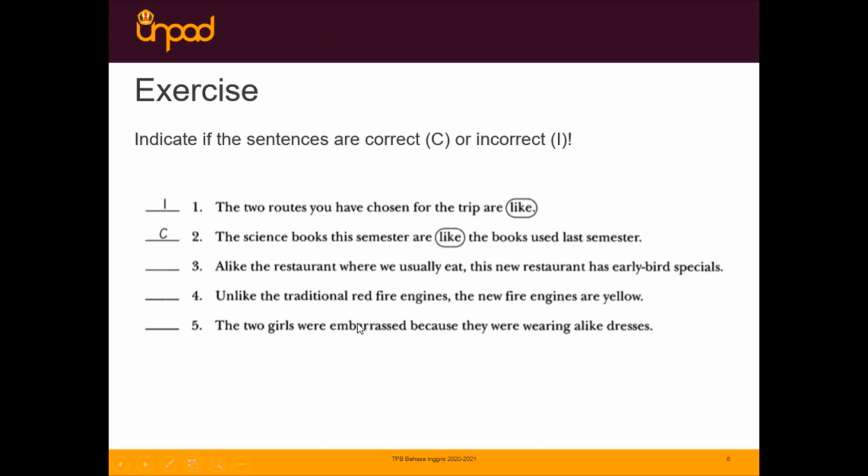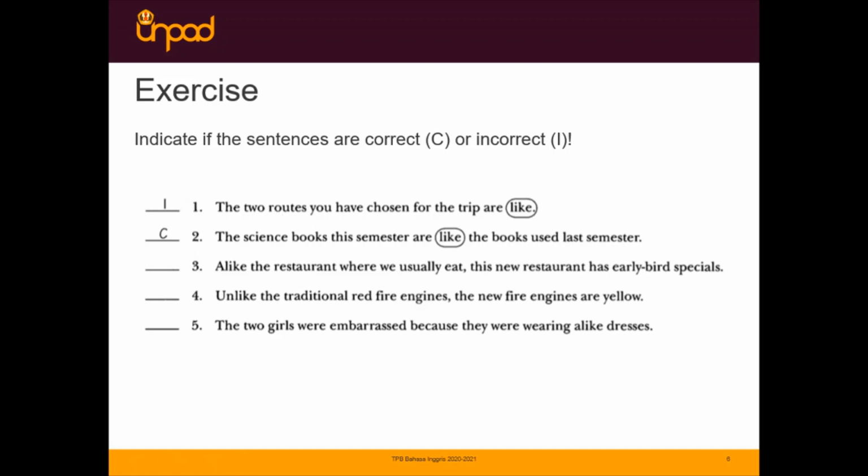Now let's have a look at the exercise. Number 1 and 2 have been done for you. Have a look at number 1. The two routes you have chosen for the trip are like. Here we are already given the answer that this sentence is incorrect.